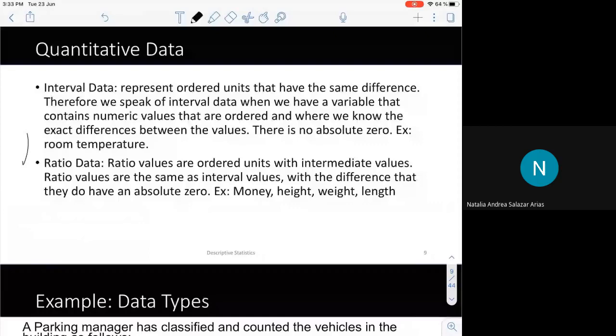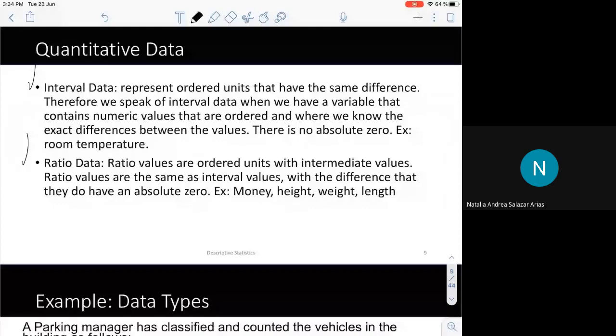For example, imagine that you have your wallet and your wallet is empty right now. So the amount of money in your wallet is zero. That's an absolute value. If your wallet is empty, then the amount of money that you have is zero. That zero means that you have no money at all. It's the complete absence of money. So that's ratio data, where the zero is an absolute value. For example, if weight is zero, it means that it doesn't have a weight. Now, in the interval data, it's when the zero doesn't mean the absence of the property.